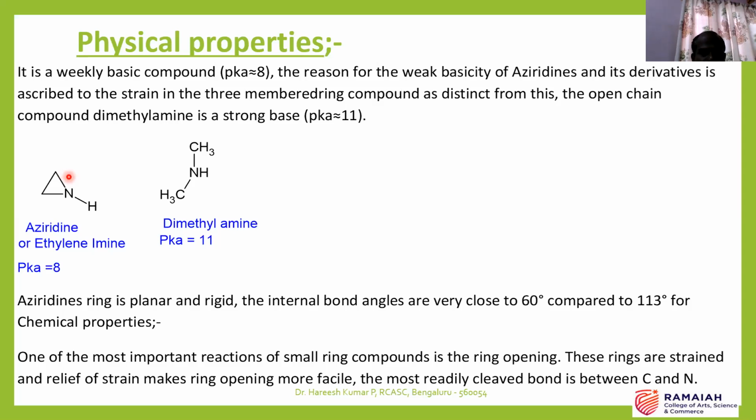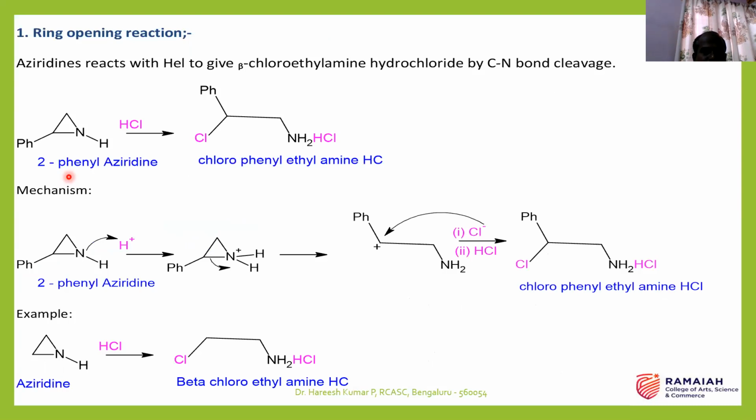So with this, I will go to the next slide. Here I'm explaining the ring opening reaction. Aziridine reacts with HCl. I am taking HCl to give beta. Beta means this is the functional group. This carbon is alpha, this carbon is beta. So the name of this compound is beta-chloroethylamine hydrochloride, by C-N bond cleavage.